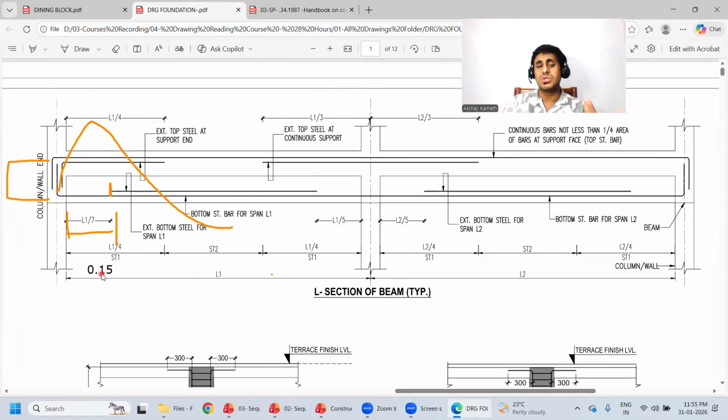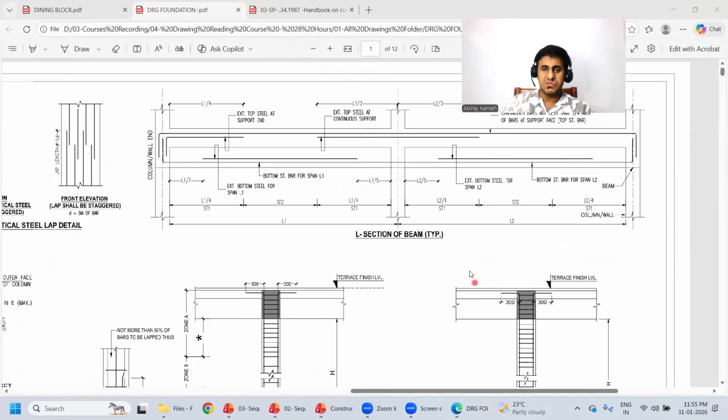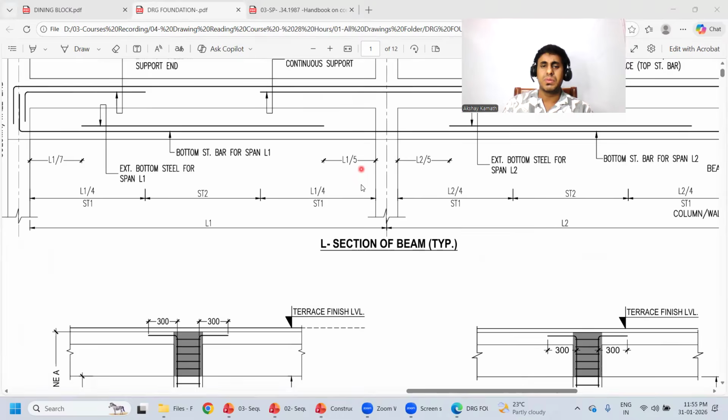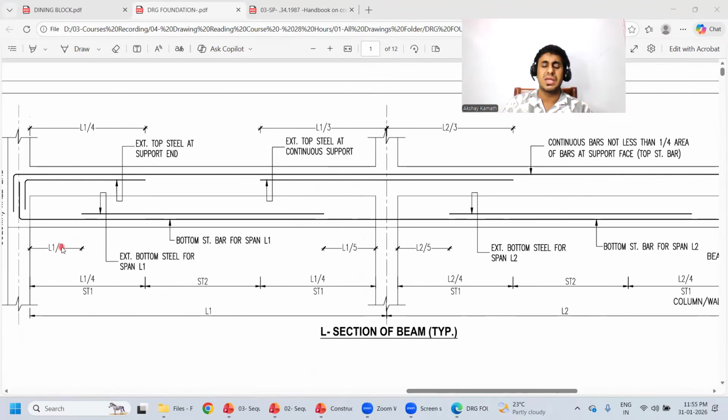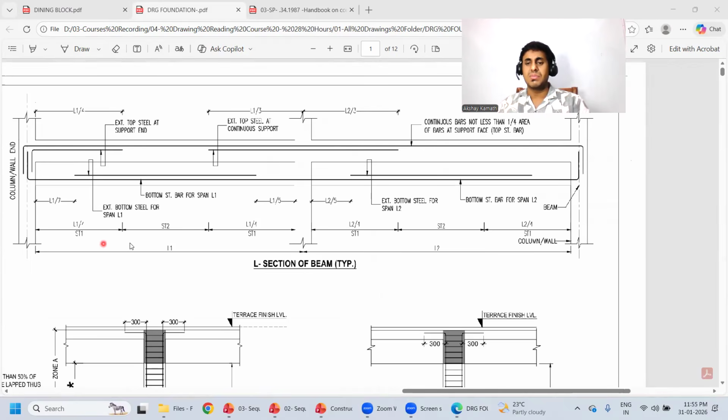Few people even give 0.2 sometimes. But usually 0.2, they give it near the support because it's a continuous support here. At the bottom, you have a beam here and a beam here. What is L/5? L/5 is 0.2. So you can take 0.2 and 0.2 here. Got it? This is the entire concept behind all these things, nothing else. Few people write it as 0.2, few people write it as L/5, few people write it as L/7, few people write it as 0.15. The meaning remains the same.